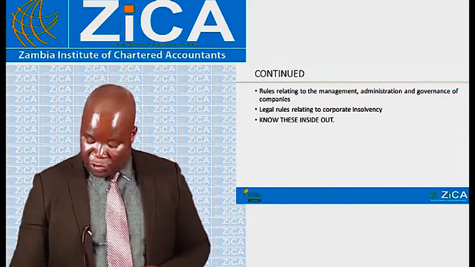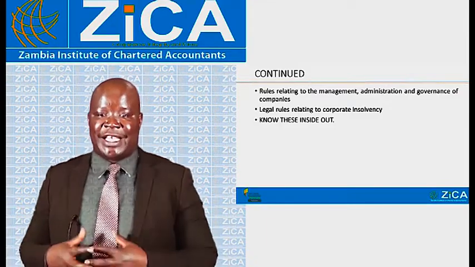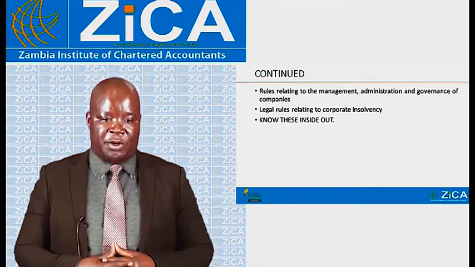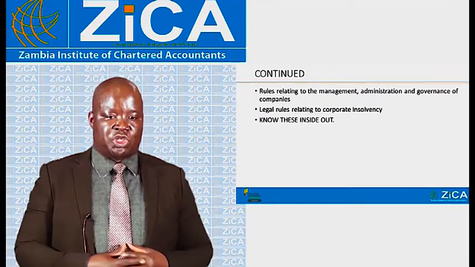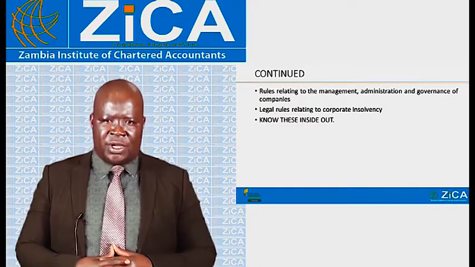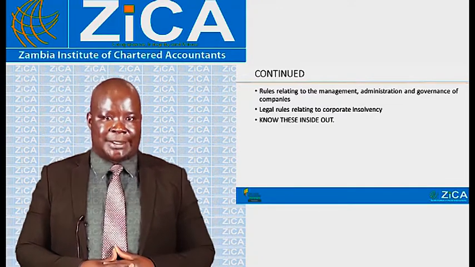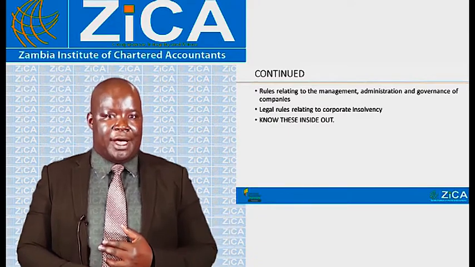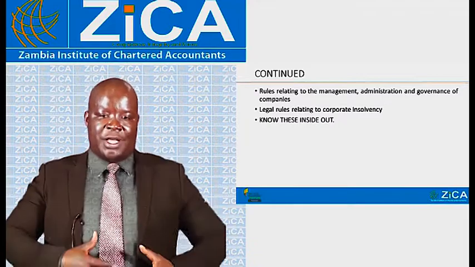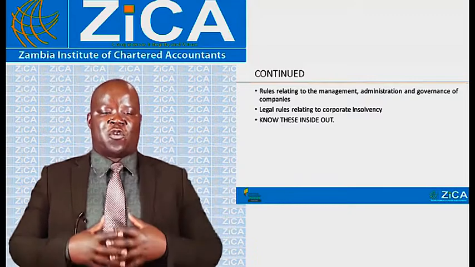And then you are supposed to consider certain things as you are dealing with corporate governance. That is the rules relating to management, administration, and governance of a company. These are supposed to be on your fingertips. You are supposed to understand also the rules relating to corporate insolvency. Ladies and gentlemen, there is no examination really which will basically exclude these issues. You must understand the incorporation of a company and also the lifespan of a company, how a company operates, how a company functions, who are the key players in a company, and also you're supposed to understand issues bordering on corporate insolvency.